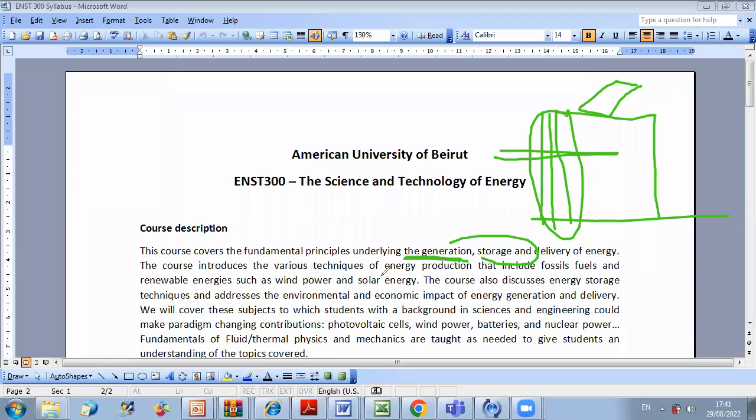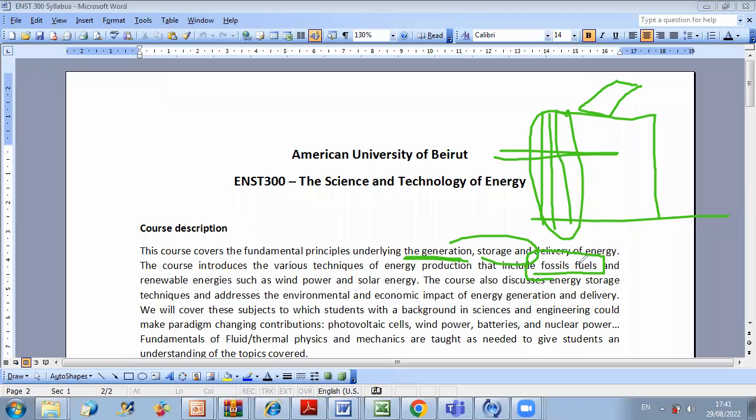So this course will introduce the various techniques of energy production, including fossil fuels and renewable energies. We'll start first with fossil fuels because currently it's still the major source of energy, but it has a lot of problems: a high cost and a very bad effect on the environment. It's not only important to study the economical side when we propose any project, we should also make sure that it will not cause very harmful effects to the environment.